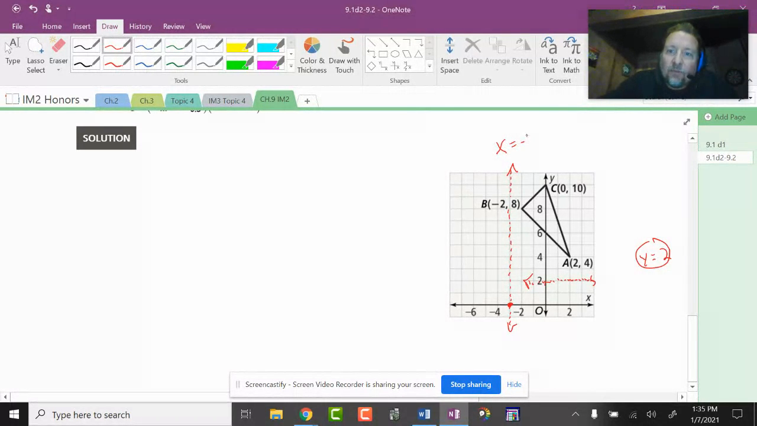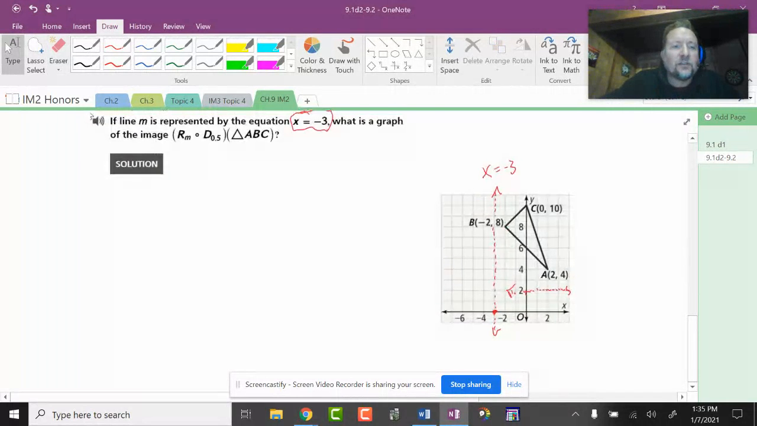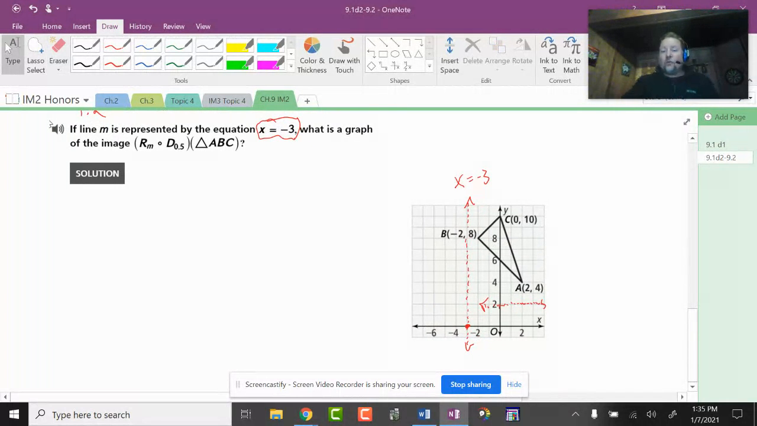Well, we're dealing with x equals -3 as a vertical line. We're going to do something with that. Okay, so done with that little review. Let me get rid of that horizontal line.